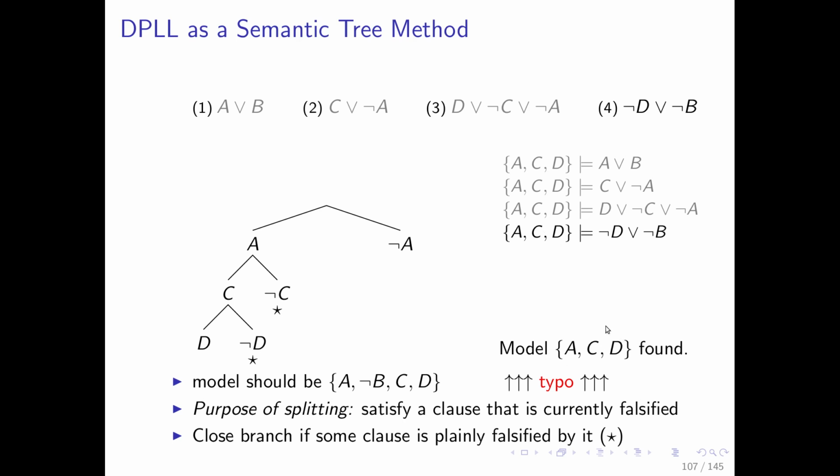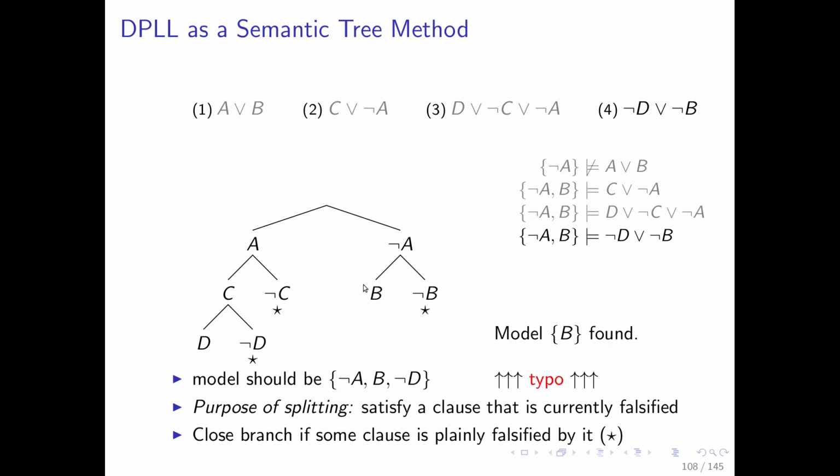Then there's a typo on this slide. The model that we can extract from this is actually this guy, because we have to give an interpretation to the formula B. It's actually essential. It has to be false, right? Because it's the only way that we can make this clause true. B has to be false.